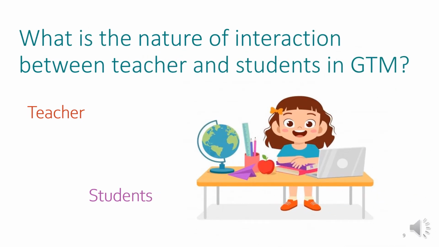What is the nature of interaction between teacher and student in a grammar translation method? There is only one direction of interaction, which is from the teacher to the student, not from the student to the teacher, nor between students and students. Only the teacher can interact with the student.